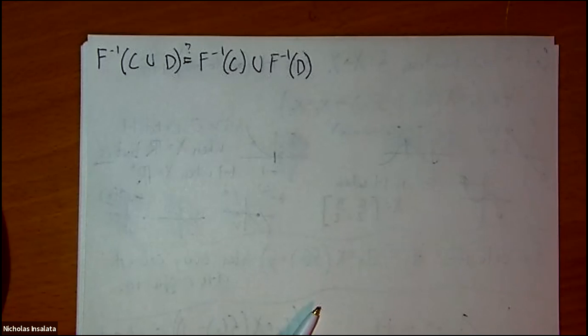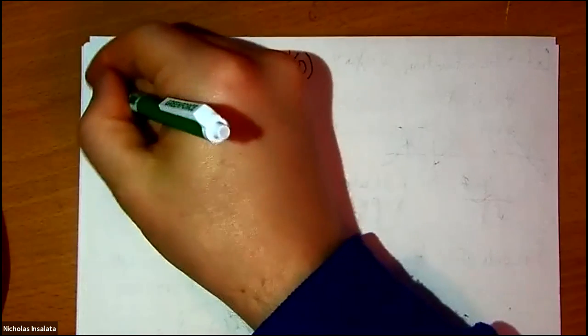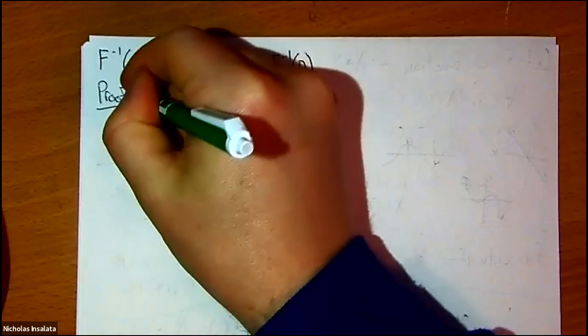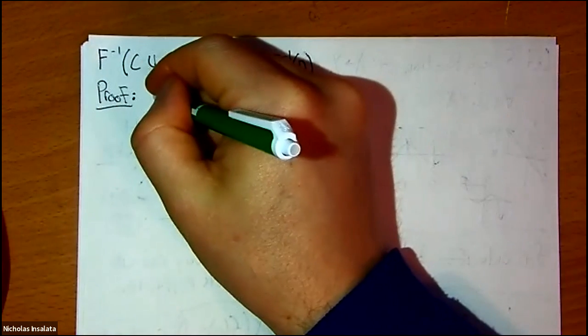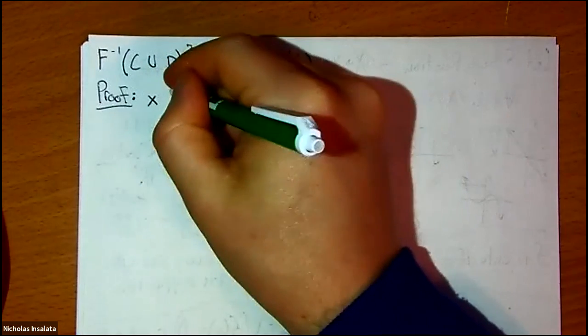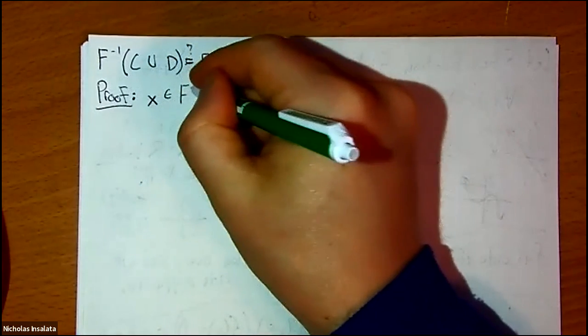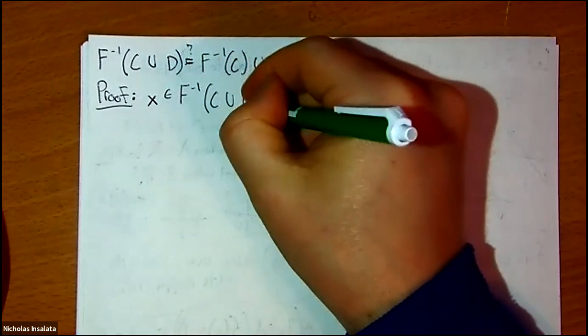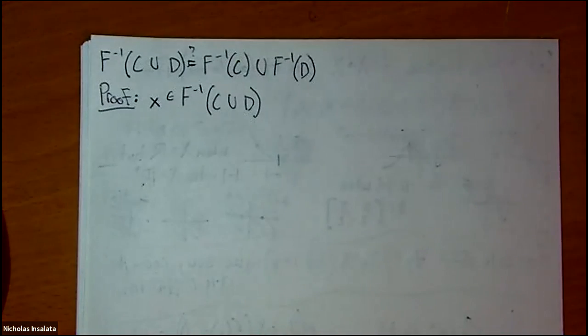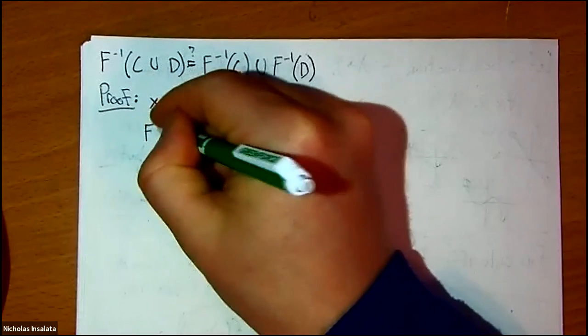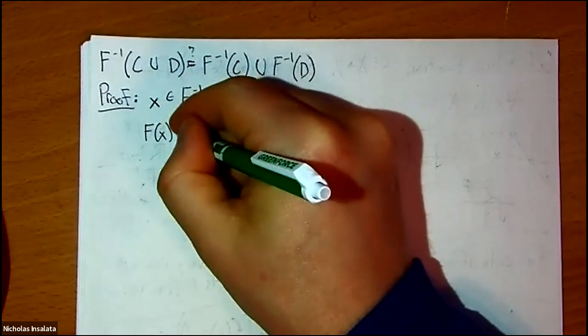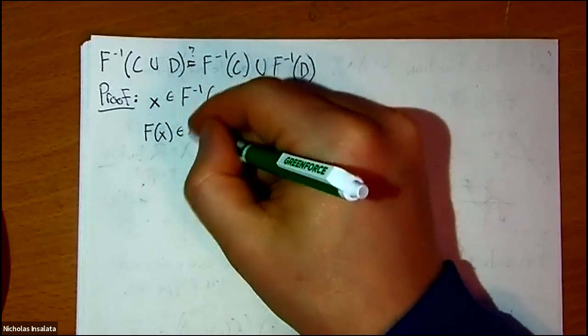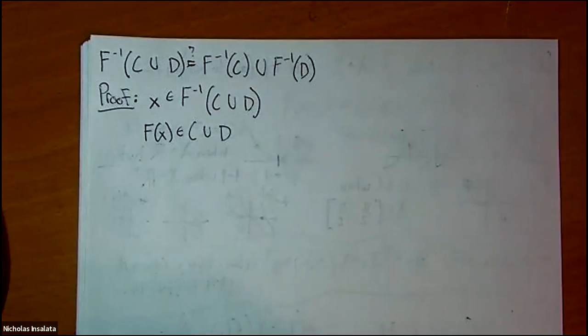Sure, great. Okay, so for this proof, let me get you started. So let's have some element x, which is in the function inverse of C union D. Okay, well, that's only true if what? If f of x is an element of C union D. Let's think about that for a minute, right?